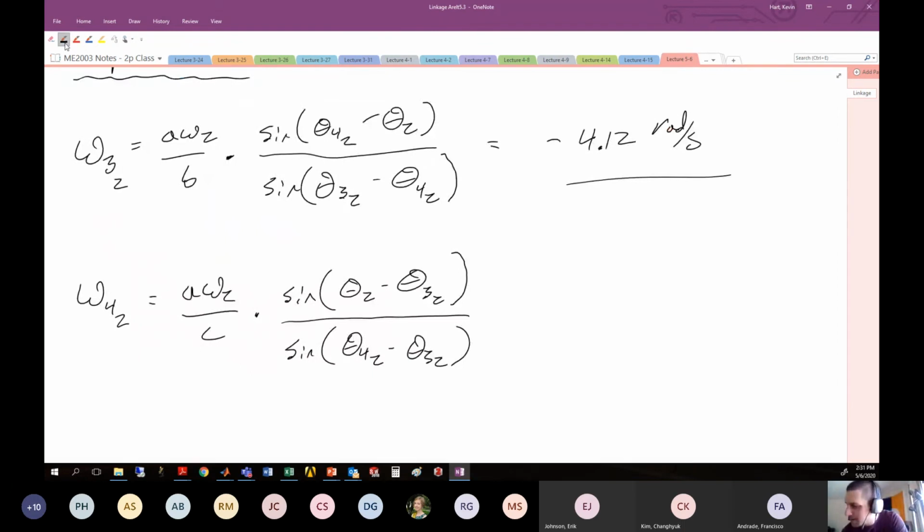All right, back to reality. Oops, there goes gravity. So here we're looking at the angular velocity of link number 4 in the open configuration. Here we're going to get 7.0 radians per second. Hopefully you're starting to see why the computational assignment is going to be useful here.